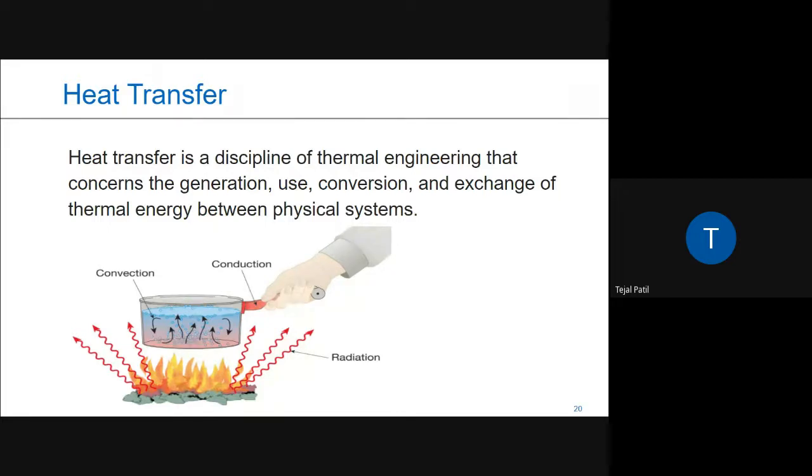So you can see here there is a transfer of heat from one place to another place, and in this fire there is a generation of heat, and that heat is used to boil this water. So you can see all these phenomena are present over here, that is generation, use of that heat, conversion of heat and exchanging that heat. So all these phenomena are related to the transfer of heat.